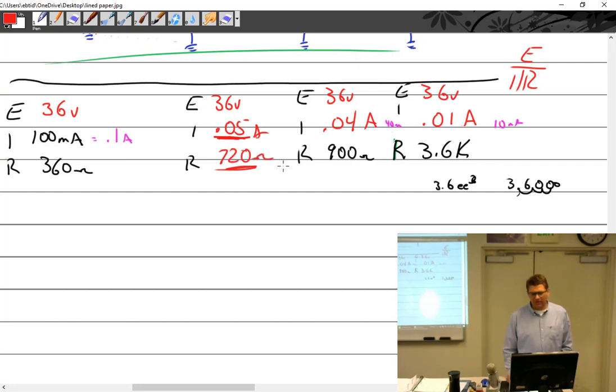Now we can double check this and see if it worked out right. So I do 720 x minus 1, plus 900 x minus 1, plus 3.6 EE 3 x minus 1, equals x minus 1 equals 360. Boom! It's just so simple.